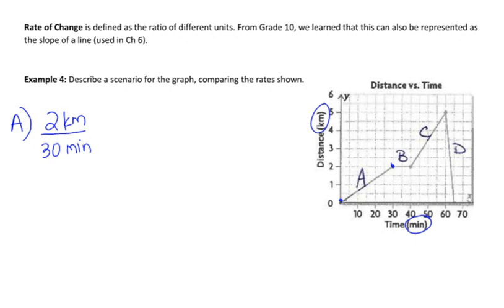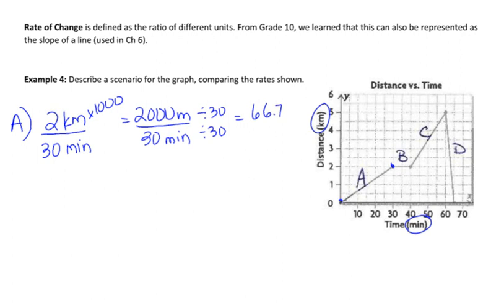Say meters. So there's 1,000 meters in a kilometer. So times 1,000. So 2,000 meters took me 30 minutes. Divide by 30. 66.7 meters per minute for segment A. So walk about 30 minutes from home.